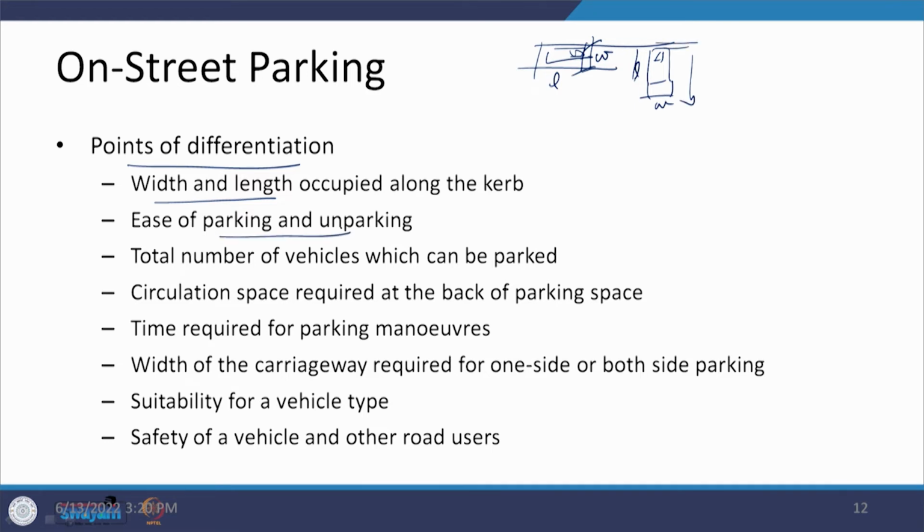Ease of parking and unparking. So, if this vehicle is to come out or get into this form of a parking pattern, then how much space is required at the back of it. That is also another important thing. Total number of vehicles which can be parked. So, obviously, when you are talking about the length of the vehicle along the curb side, this is going to come into the minimum values. When you are talking about the width of the vehicle along the curb side, then this is going to come in the maximum numbers.